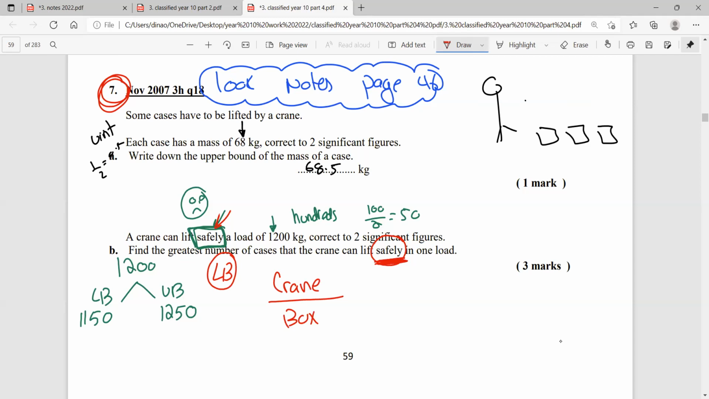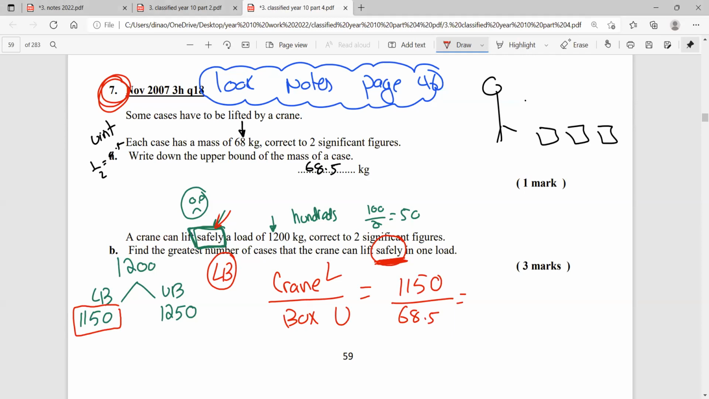Why is it going to be lower bound? It's going to be lower bound because it says safely. فبيقول لك الراجل ده قال لك لا يا عم والنبي انا مش عايز الكرين بتاعي يبوظ ولا اي حاجه، انا مش هقرص عليه، انا همشي جنب الحيطه. So in this question I will take the lower of the crane and divide by the upper of the box which is 68.5. يبقى أنا هنا I took lower of crane upper of box بس because the question says safely.